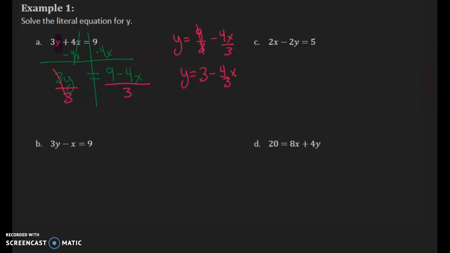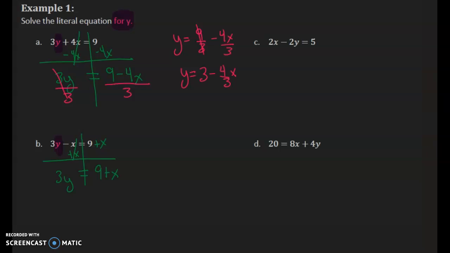Go ahead and try example B on your own, making sure to start by highlighting the variable you're looking for, which it says solve for y. So we're going to highlight the y, and you need to rearrange the equation so that you get y by itself. All right, so to get y by itself, you're first going to add the x to both sides of the equal sign. That will leave us with 3y equals 9 plus x.